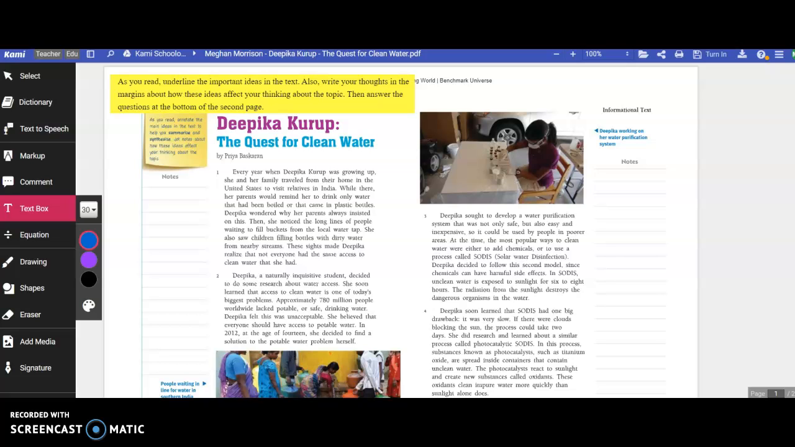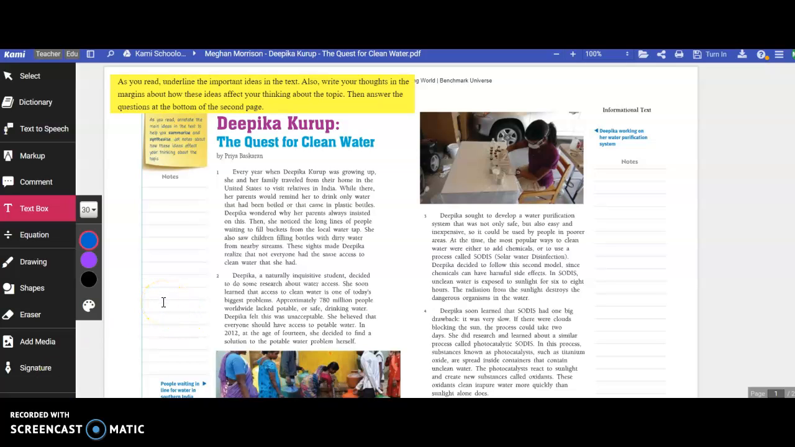For this lesson, you are going to read a story about a teenager who solved a problem. Her name is Deepika Kurup, and she is a real person. This is a true story of a problem that she solved.